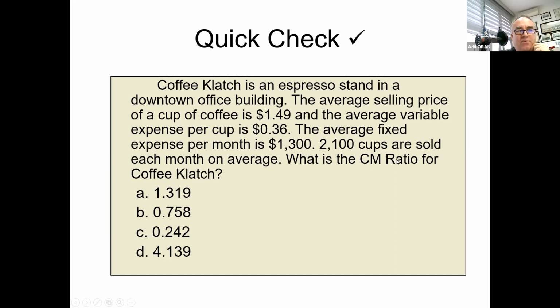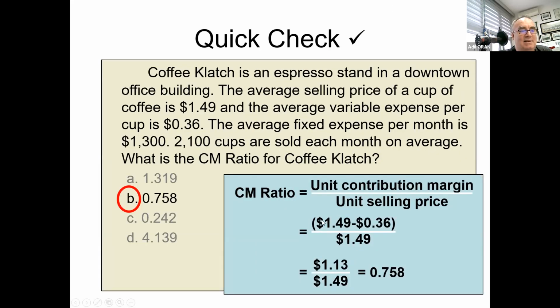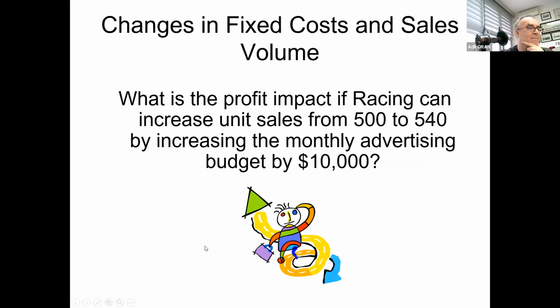And if you want the ratio of this, what do you need to do? 1.13 divided by the selling price of 1.49 would allow you to calculate your contribution margin ratio. If you do this analysis, so up top, 1.49 minus 0.36 is 1.13, down here divided by the selling price, gives you 75.8% contribution margin ratio. So B would be correct in this case. If we go on, what else can we examine?